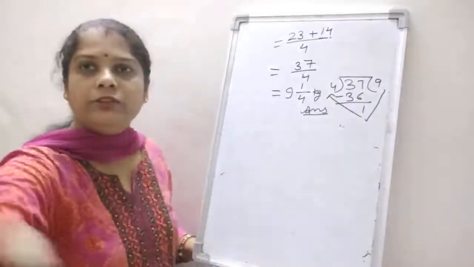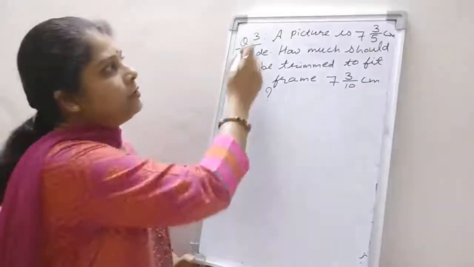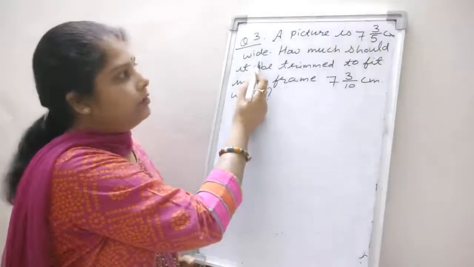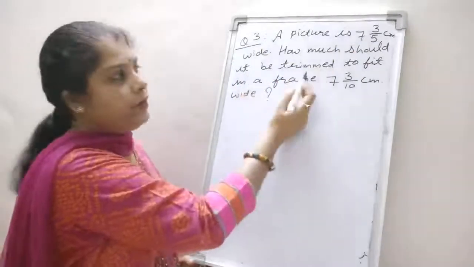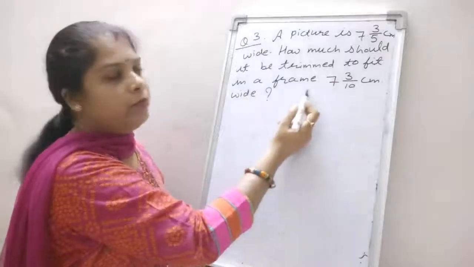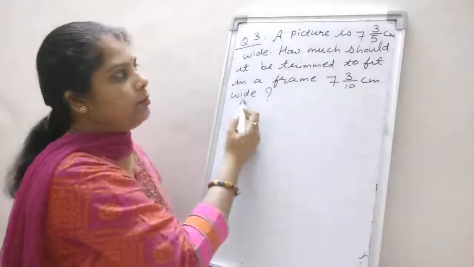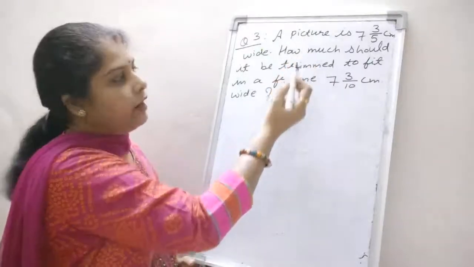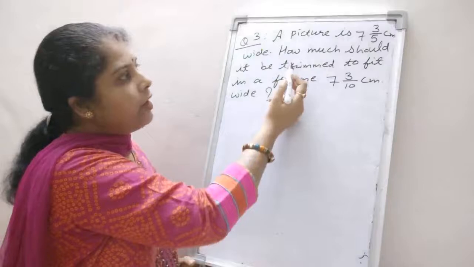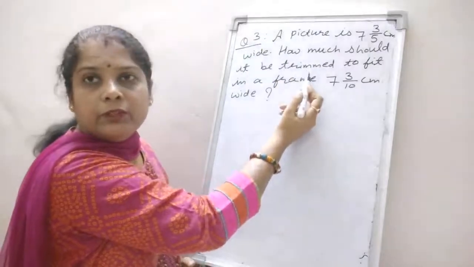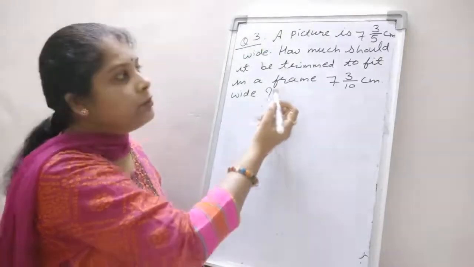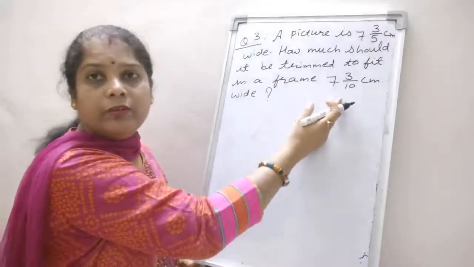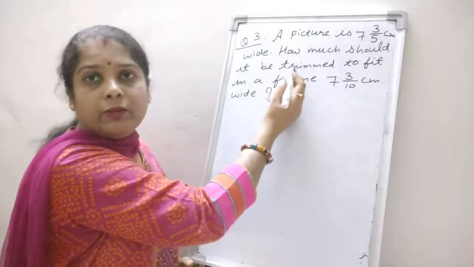Now the next question. Question number 3 is, a picture is 7 3/5 centimeter wide. How much should it be trimmed to fit in a frame 7 3/10 centimeter wide? Here we have the width of the picture and the width of the frame, and we have to trim the picture. Trim the picture means we have to cut the picture. What does this mean? The width of the picture is greater than the width of the frame. So we have to cut out the picture, trim the picture.